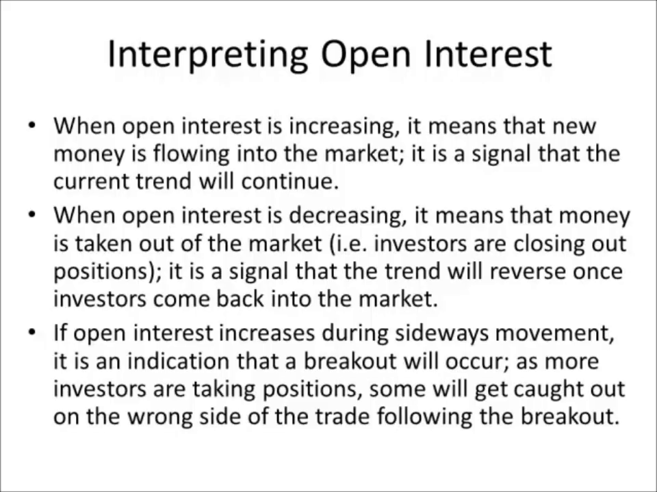What about when open interest is decreasing? Well, open interest decreasing is the opposite phenomenon. When open interest is decreasing, it means that money is being taken out of the market. It means that investors are closing out positions. So this can be, for example, if a particular level is hit and a lot of stop losses are hit, and investors close out. And if this is the reason the price is moving, it's usually not sustainable, because once the investors get out, what is left to continue moving the price? So if we see open interest decreasing, money is being taken out of the market, that is a signal that the trend will reverse itself as investors come back into the market.